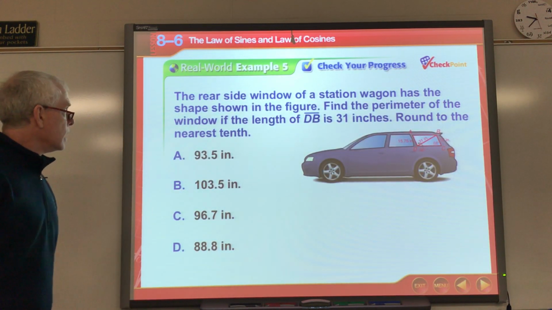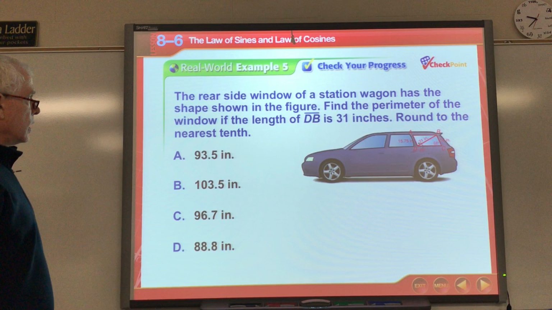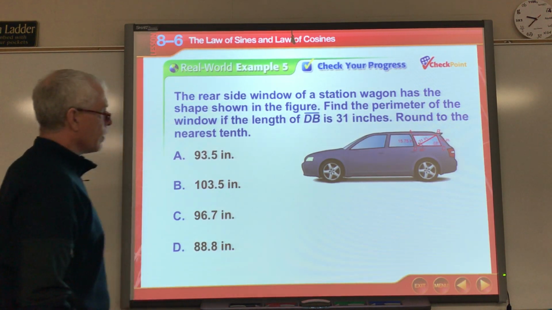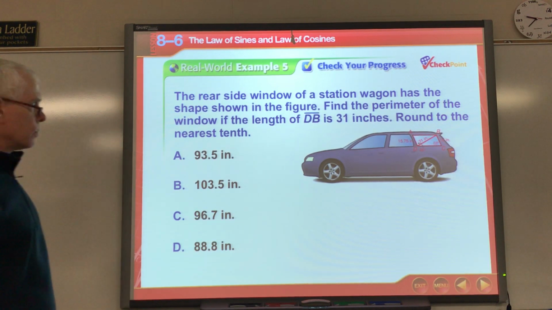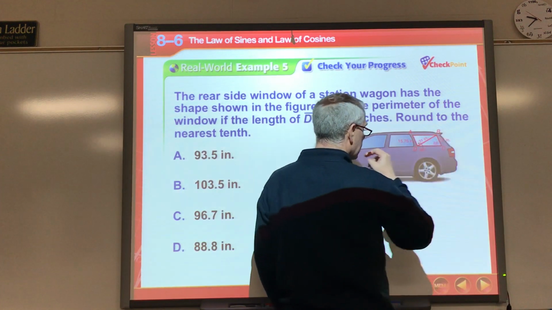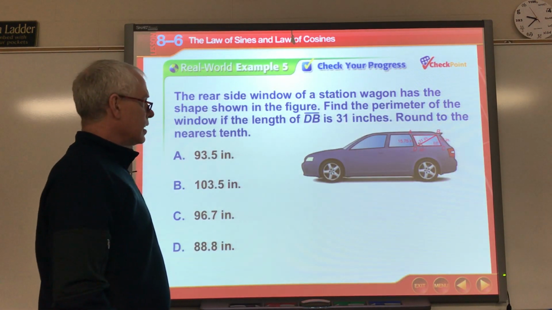So it says, the rear side window of a station wagon has the shape shown in the figure. Find the perimeter of the window if the length of DB is 31. That's that diagonal, okay? So in order to find the perimeter of the window, I've got 15.76 and I've got that 16 over there. I'm going to need DC and I'm going to need AB.